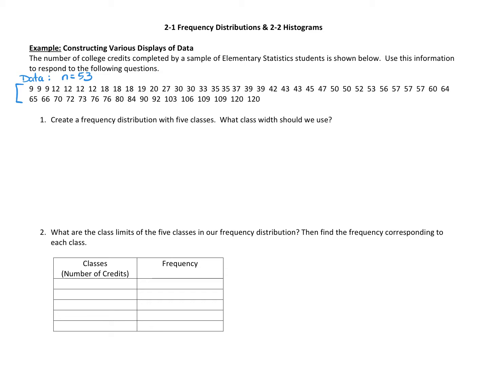Anytime you have numerical data, we typically collect the data and maybe put it into a list or as a list in an Excel spreadsheet. But when you have just a list of numbers, sometimes it can be hard to see any patterns or trends in our data. Here, I want to know if there are any patterns or trends in relationship to the number of credit hours completed by students who take elementary statistics. Again, hard to see when I have a list.